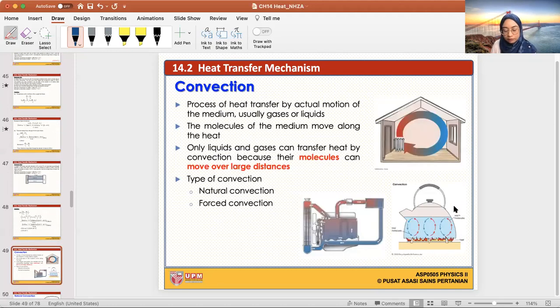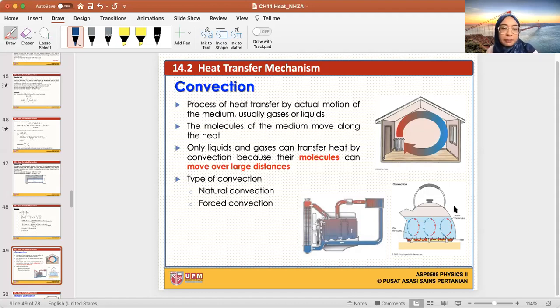Okay, let's move on with convection. So convection, what is it? It's a process of heat transfer by actual motion. Previously, in conduction, there was no motion. The atoms or molecules only collided with each other to exchange kinetic energy. For convection, heat transfer occurs by motion of the medium, meaning the atoms or molecules move.